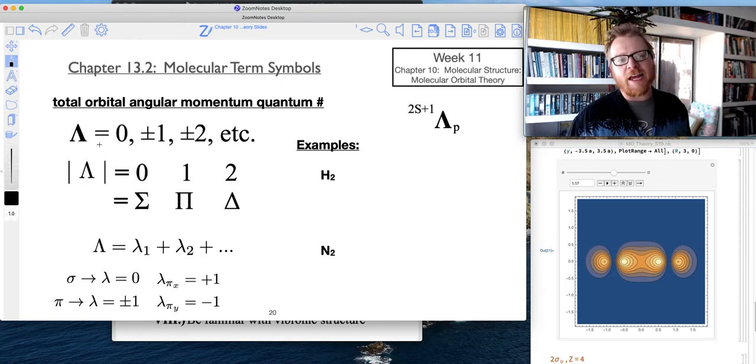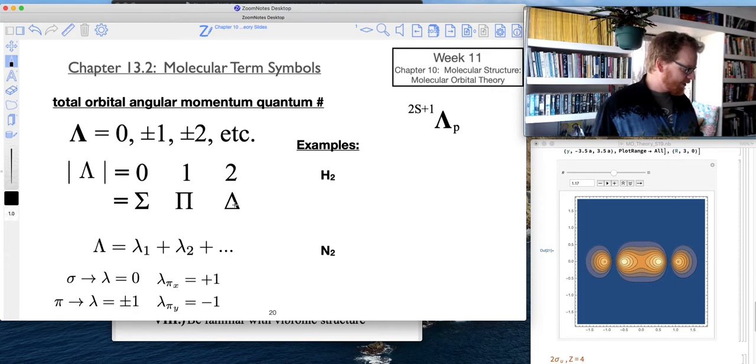So lambda can take on values 0, plus or minus 1, plus or minus 2, etc. Okay, just like L. And the absolute value of lambda is what we're interested in. And so when that's a 0, it's a sigma. And that's analogous to when L is a 0 for atoms, it's an S. Okay, so there's that connection still there. When lambda is 1, it's a capital pi. And when lambda is 2, it's a capital delta.